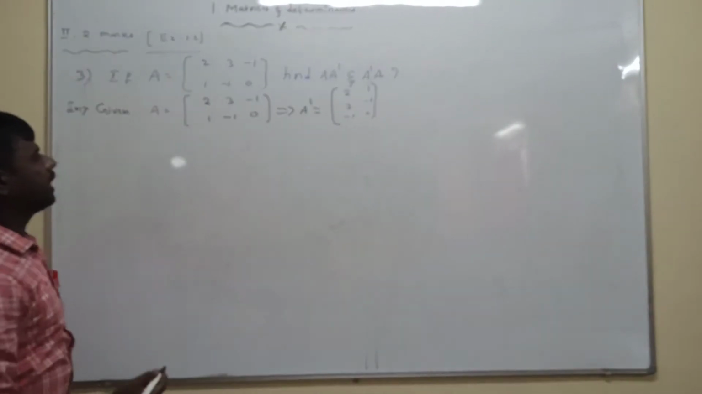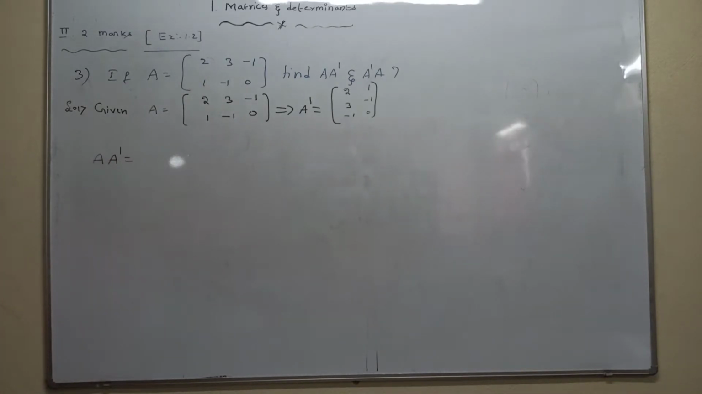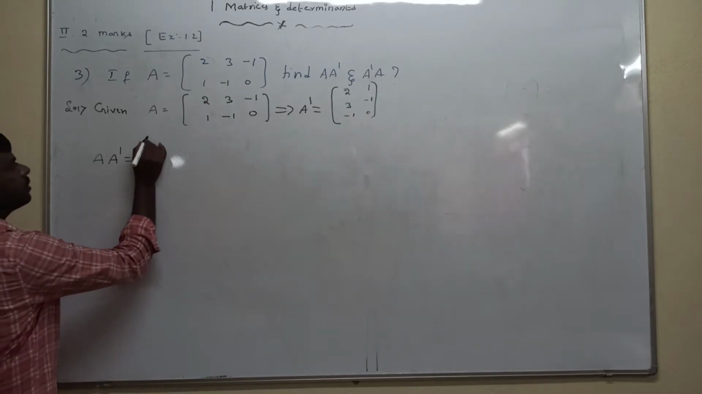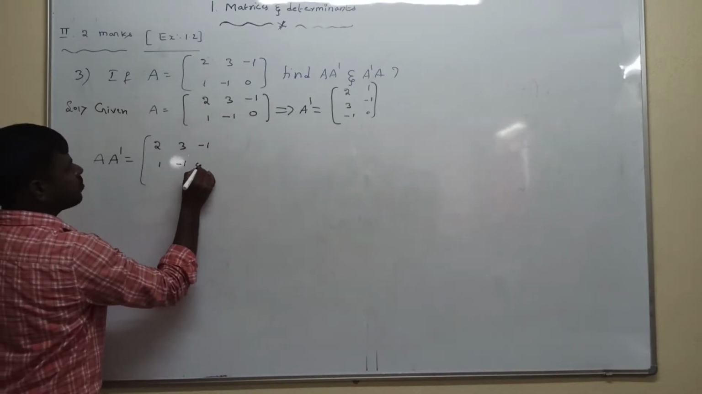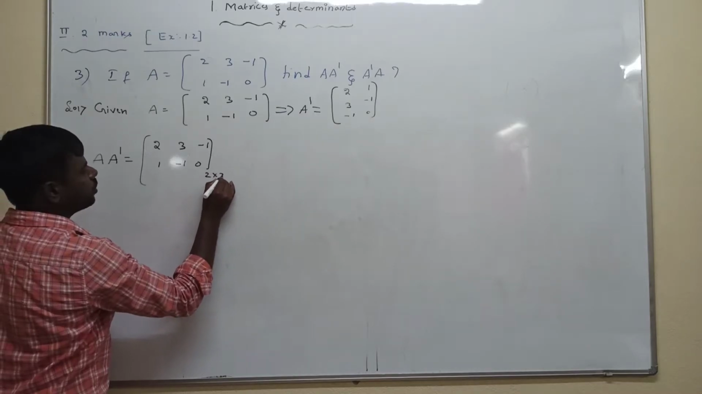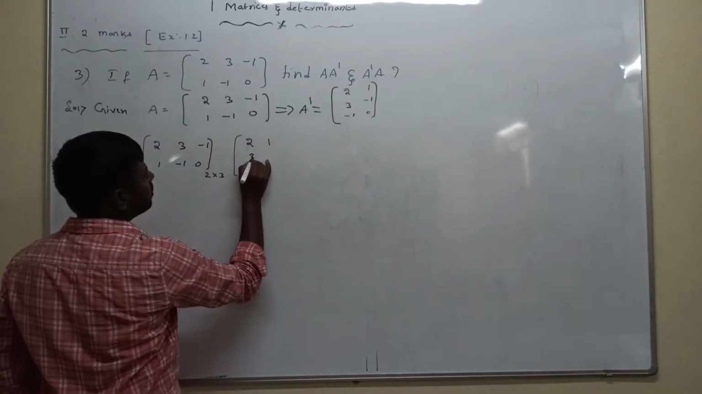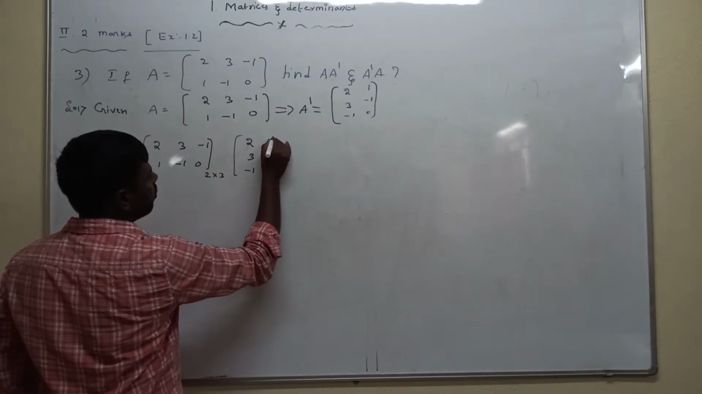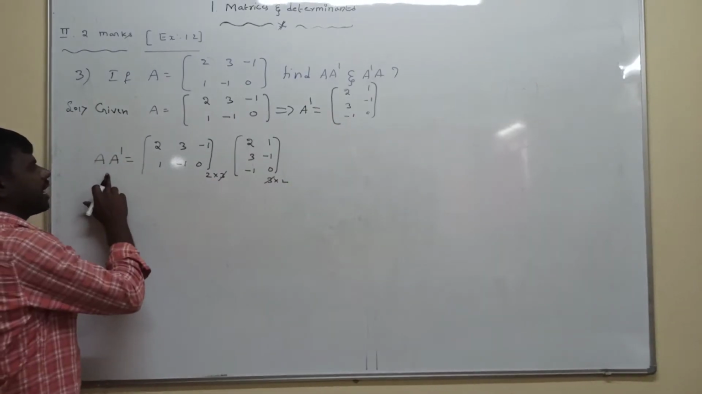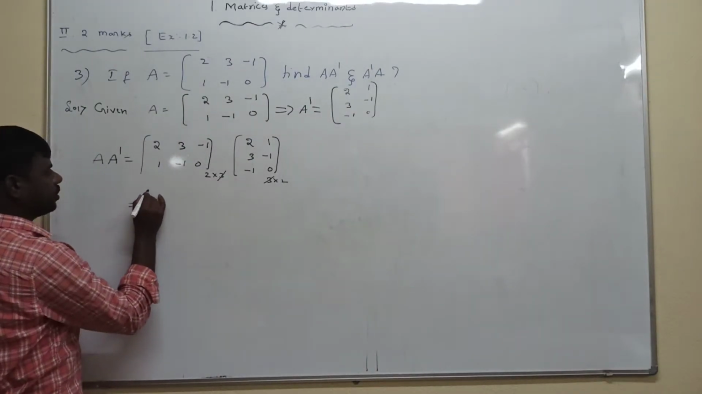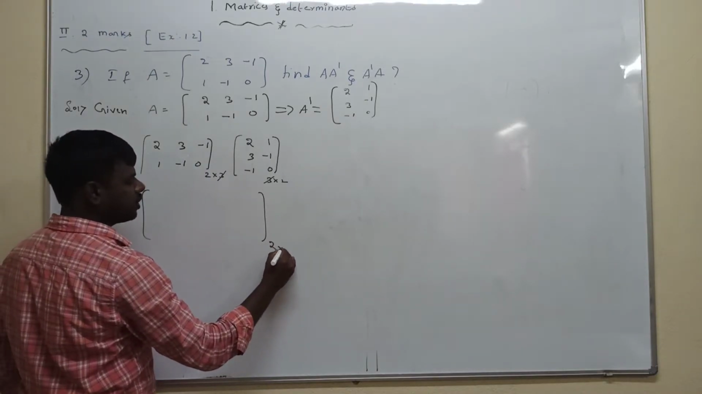Now we need to calculate A into transpose of A. Now substitute the matrices. The A matrix is 2, 3, minus 1, 1, minus 1, 0. Order of the matrix is 2 by 3. Next substitute the transpose of A matrix, which is 2, 1, 3, minus 1, minus 1, 0. Order of the matrix is 3 by 2. So both are equal, so the resulting matrix A into transpose of A is a 2 by 2 matrix.